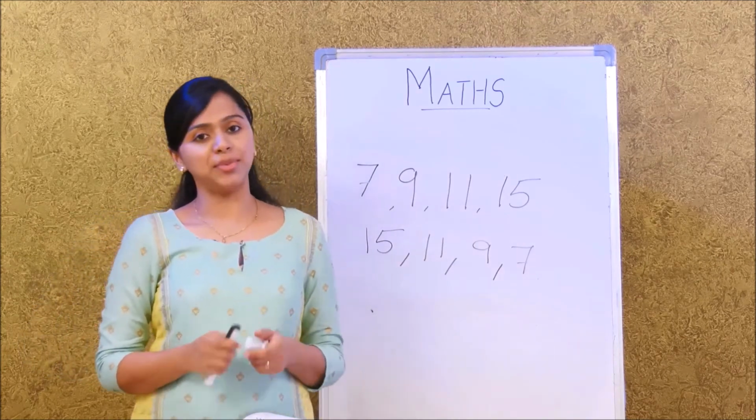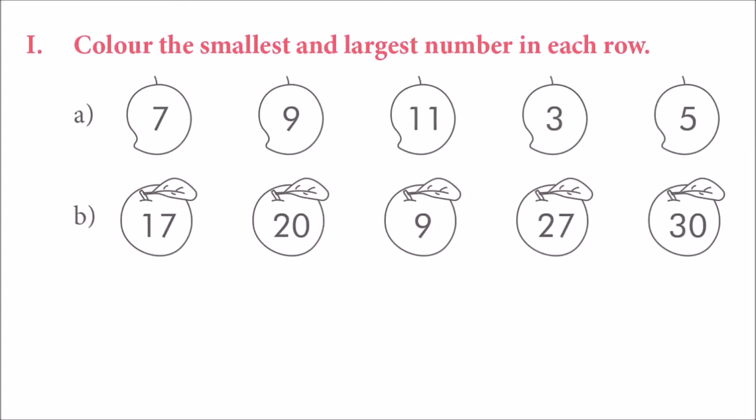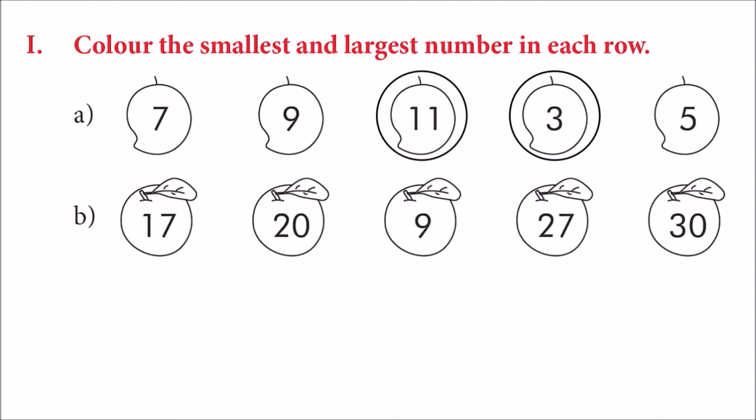Now, we have an activity which is given there. Let's try it out. Color the smallest and the largest number in each row. So, we have the number 3. That is the smallest, right? And what's the largest number? It's the number 11. Very good. Let's try another one. We have 17, 20, 9, 27 and 30. Which one is the smallest? 9. Very good. And which is the greatest? It is 30. That's nice.